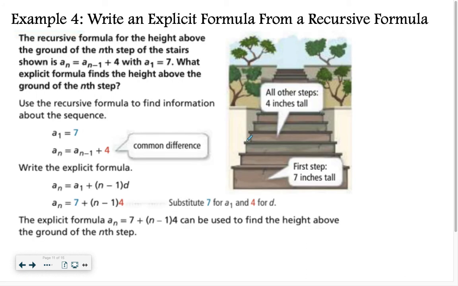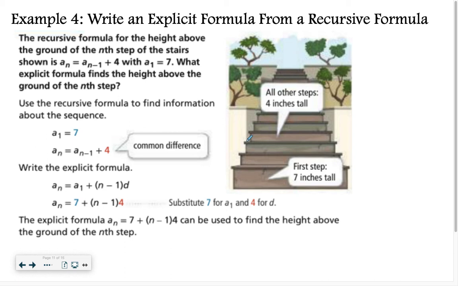It's more practice with writing an explicit formula from a recursive formula. So in this case, we have a staircase again because apparently the book loves stairs. Not sure why. I have no explanation. Okay, so the recursive formula for the height above the ground of the nth step of the stairs shown is a of n equals a of n minus 1 plus 4.